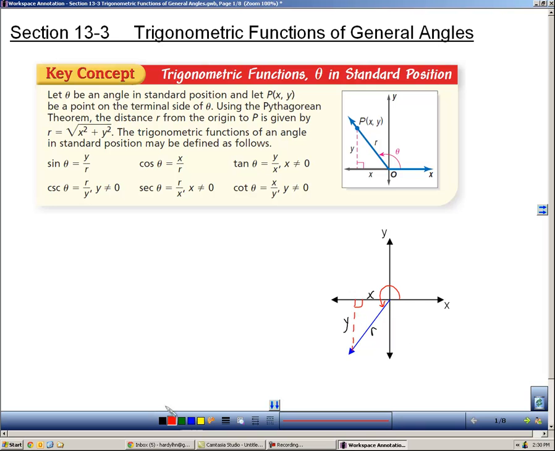three values. And if you look up here into the key concept, you'll see what the sine, cosine, and tangent is. Sine is y over r, cosine is x over r, tangent is y over x. And then the three inverse ratios are given just by flipping the sine, cosine, and the tangent.